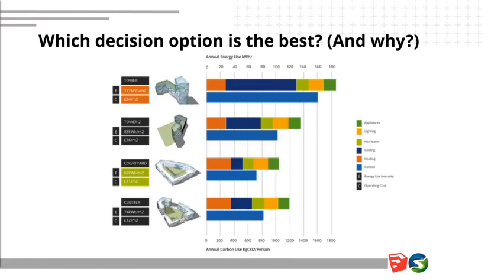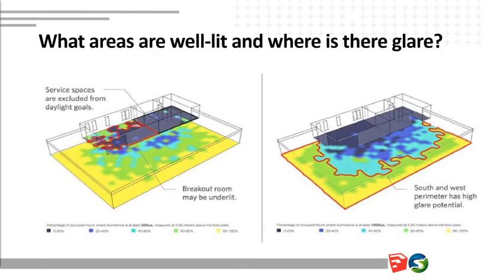One more question. Which decision option is the best? Here's an example of building design options that are created within the same land area. By means of Sefaira, designers are able to distinguish which design is the most energy efficient. What areas are well lit and where is there glare? In Sefaira, you'll be able to see the percentage of time where light hits a certain area in the building.